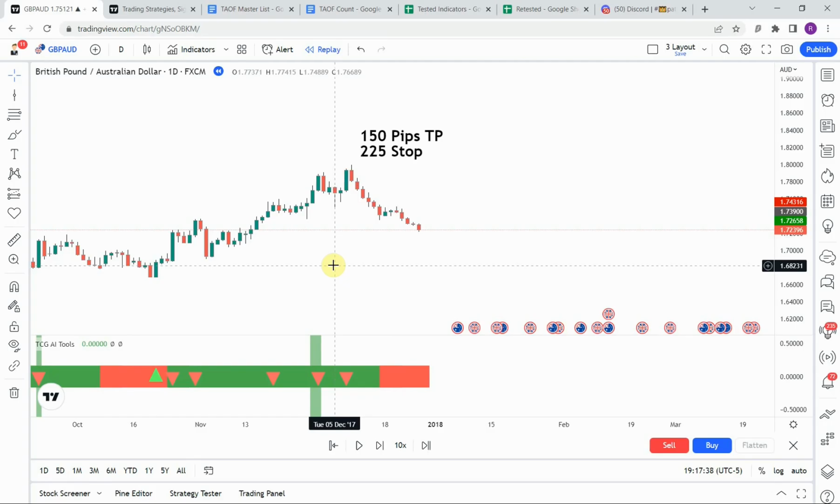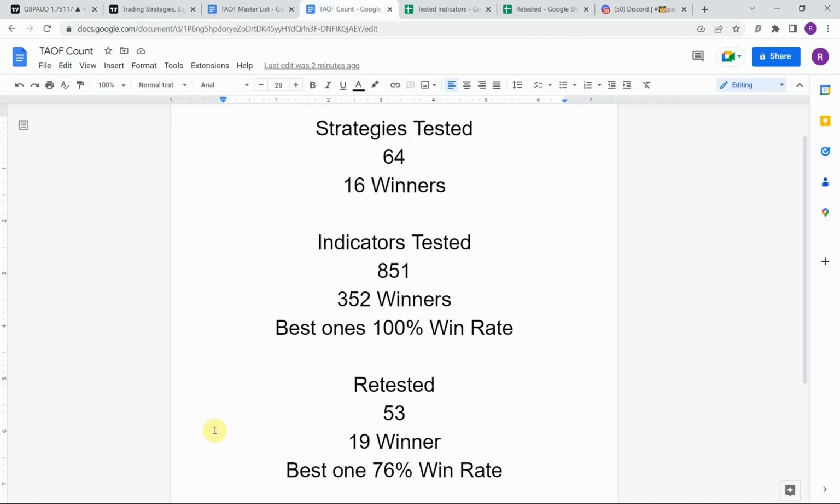All right, as I said, today we will be testing the TCG AI Tools Indicator. Before we do though, I wanted to put the testing scoreboard up for everyone to see. So to date, we have tested a total of 64 different strategies, with 16 of them being profitable. We've also tested a total of 851 indicators, with 352 of them being winners. The best ones so far were able to achieve a 100% win rate.